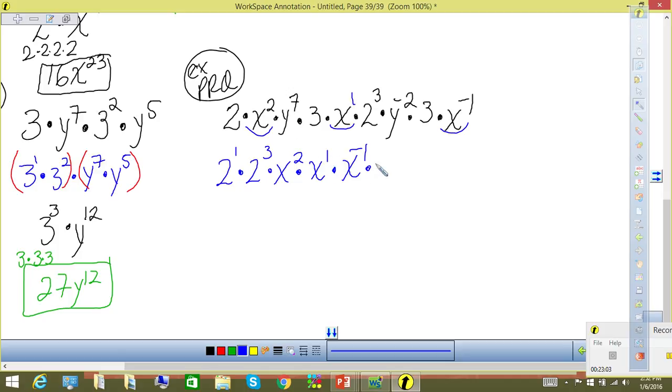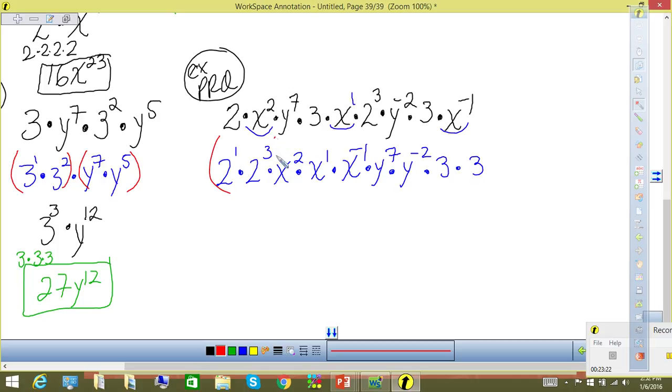Next, times y to the seventh times y to the negative 2. Next, times 3 times 3. Hands if you got up to right there. Okay, good. So far, so good.